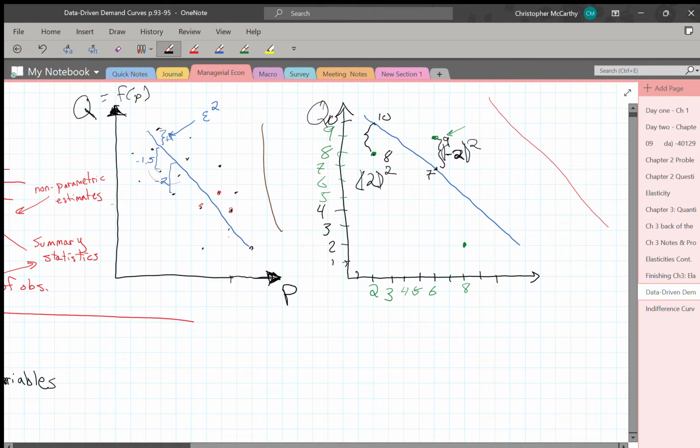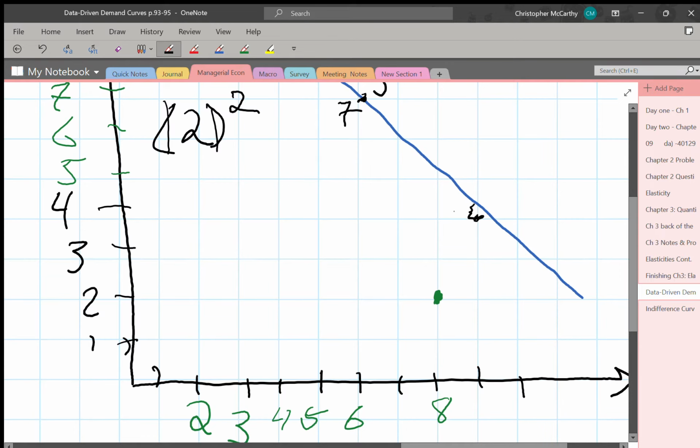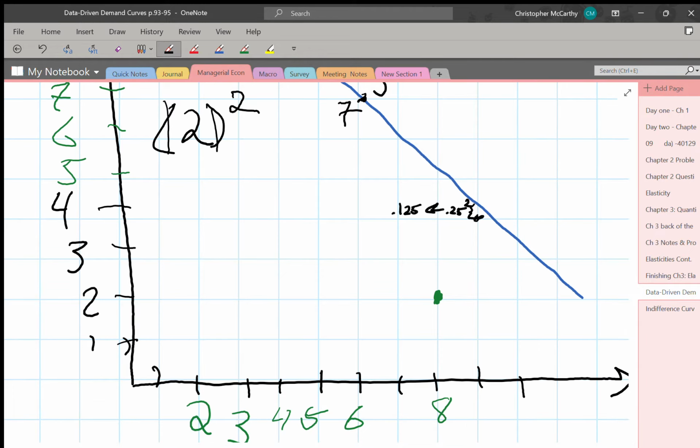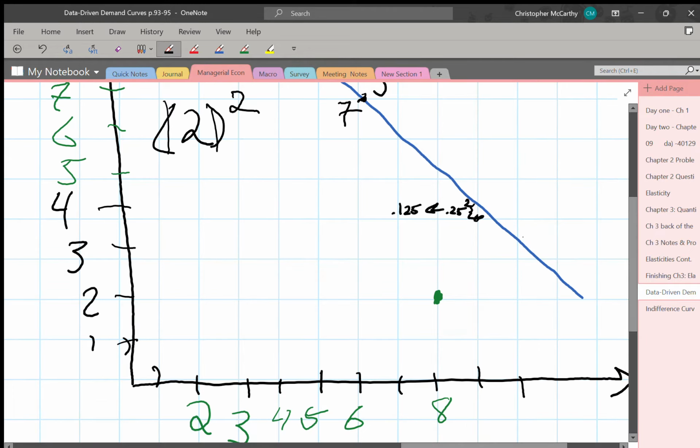Now the nice thing about squaring is that, let's say there's a point that's really close, like right here, that's 0.5. By squaring that, it rewards it. It becomes 0.25, so it becomes smaller. So 0.5, we square it, and it becomes 0.25. So it's rewarding those points that are close to the curve, in terms of less than 1.